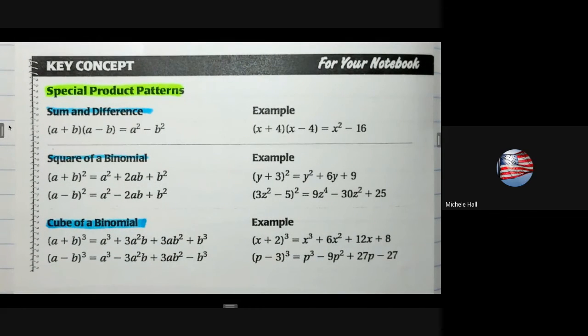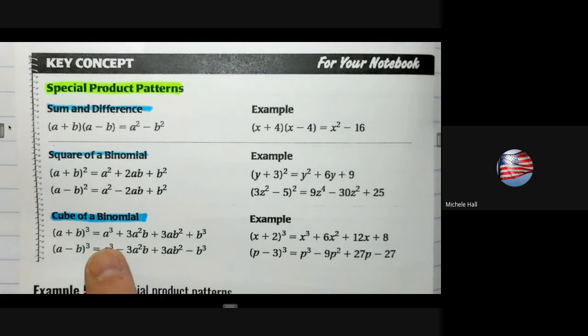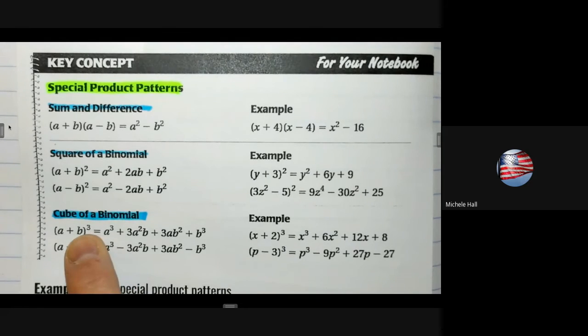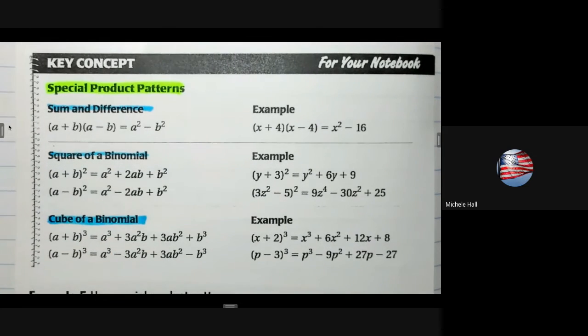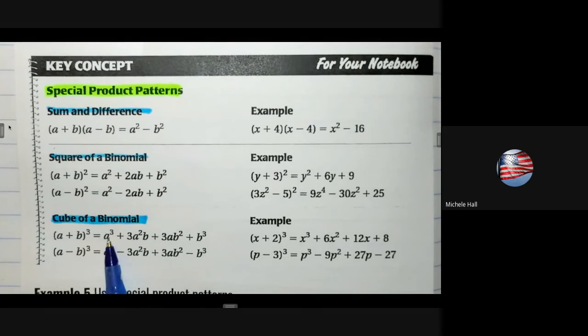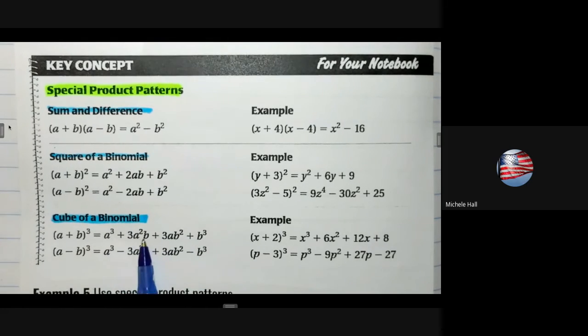For the cube of a binomial, we actually have a technique that we like to use, but you can also use the formula here. Let's look at the exponents first. This is a cubic, so it starts with a cubic. Then on the next term, the a is going down to a square, and that's the first time that you see the b term.